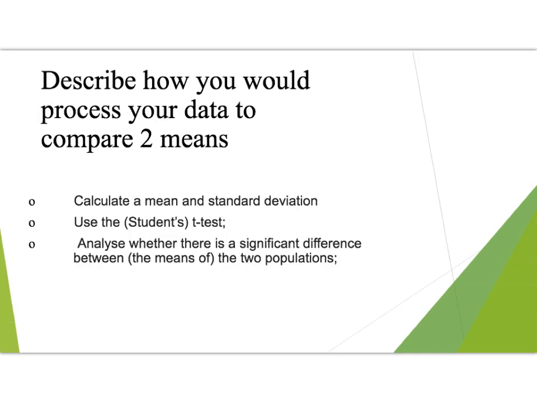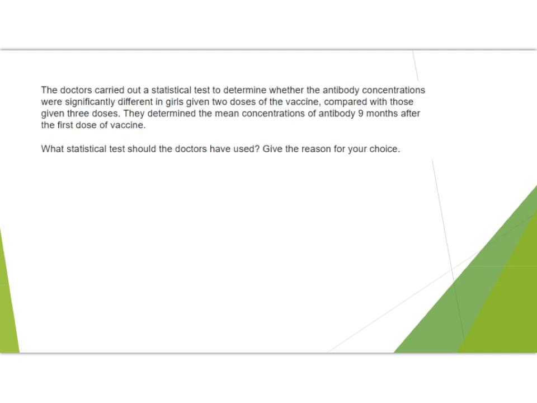You could be asked to describe how you process your data to compare 2 means, the basics of how you could use a t-test. You first of all need to calculate a mean and a standard deviation, as you saw in the equation, to be able to put them into the equation. Then you'd use the student's t-test and use a critical values table to see if you've got a significant difference between the 2 populations.